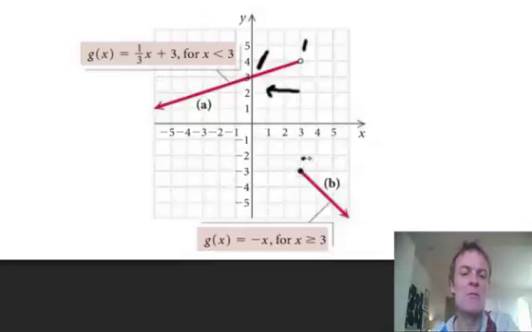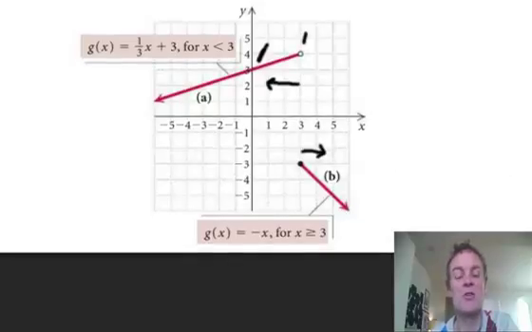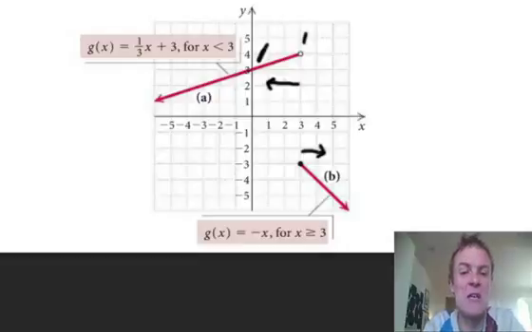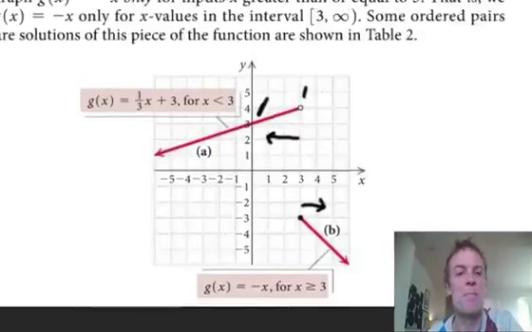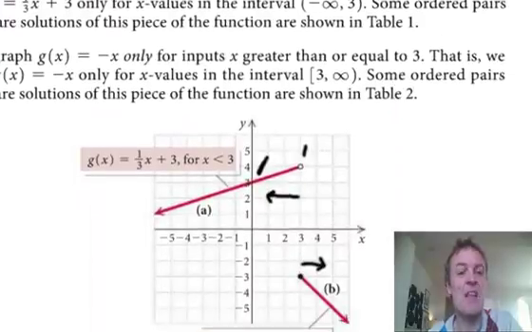And that's only for greater than or equal to 3. Okay, I've got a solid dot because it's got the equal sign. And that's it. That's how you graph that. Okay, so two separate graphs, but look at this. One's for less than 3, the other's for greater than or equal to 3. And that's you graphing piecewise functions. Any other questions? That's it.